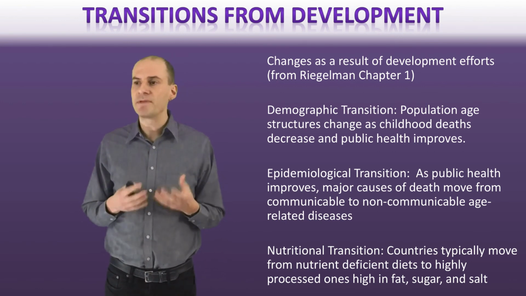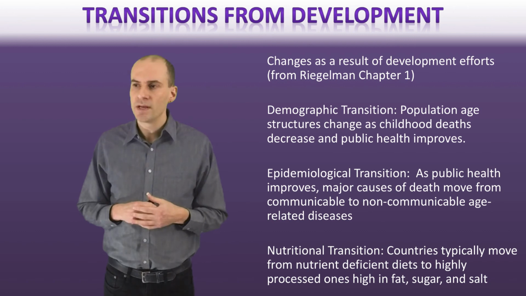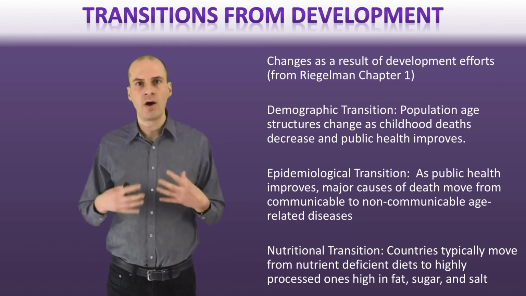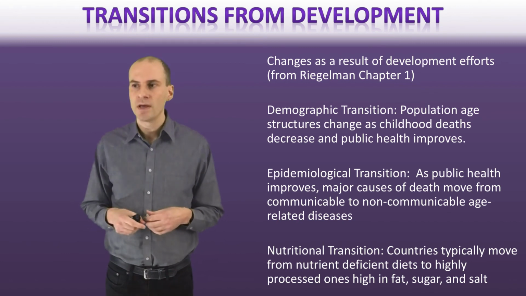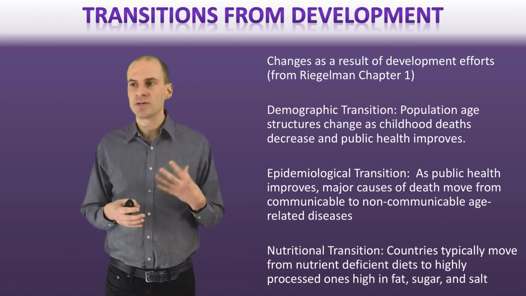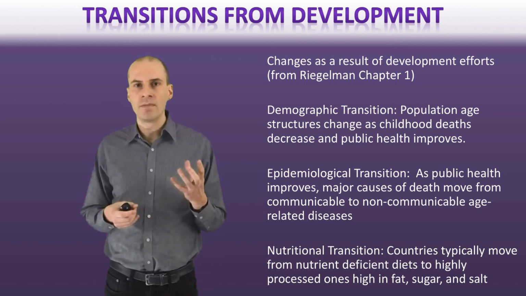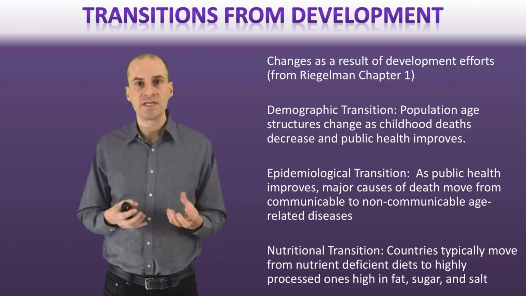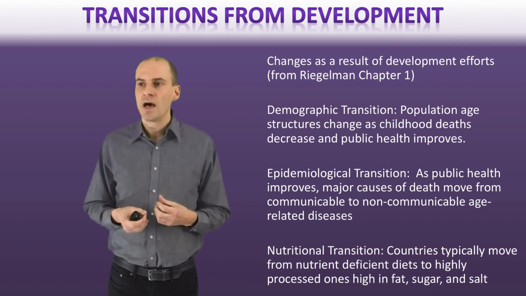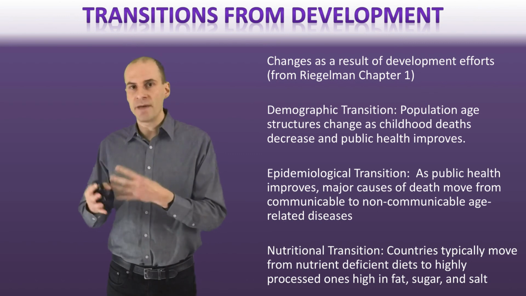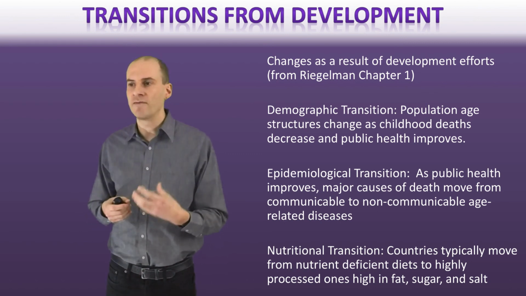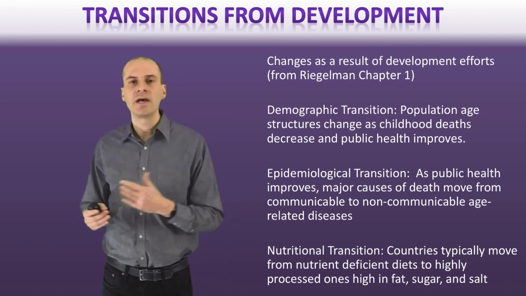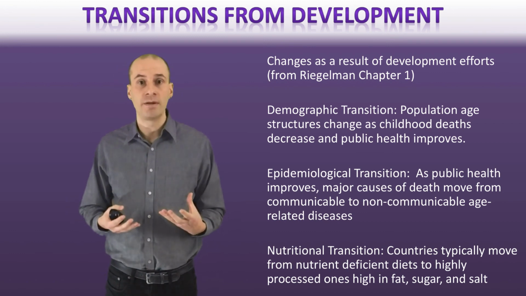There's also something called the epidemiological transition. As public health systems improve overall in a country, what we have seen, generally speaking, is a transition from people dying more frequently of communicable, infectious diseases, to, as it becomes more developed, more frequently dying of non-communicable diseases like heart disease and cancer. So there is essentially a transition as public health improves in a population.